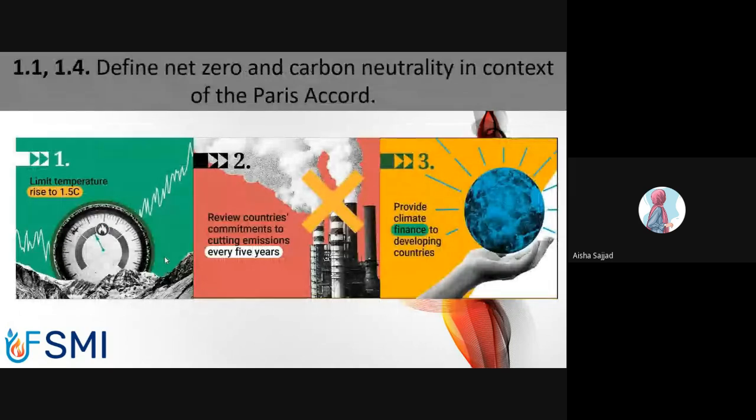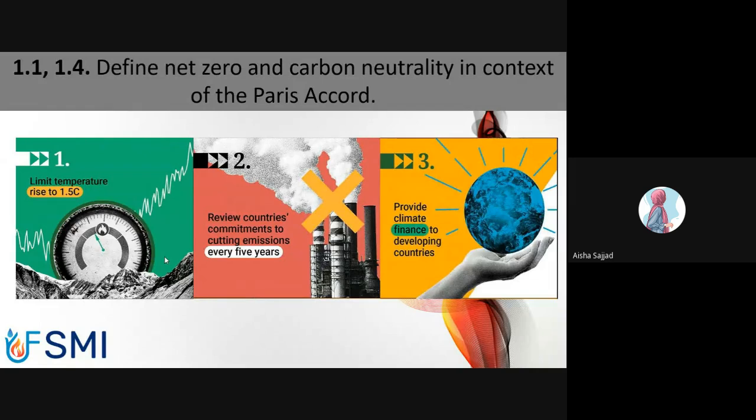So the first assessment criteria that you have been provided in the assessment brief is that you will have to talk about net zero and carbon neutrality, what the difference between these two is, and what the Paris Accord is. The Paris Accord, also known as the Paris Agreement, is basically a part of the Conference of Parties, or the COP.